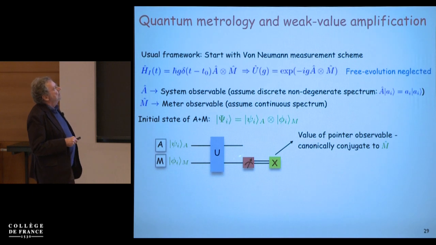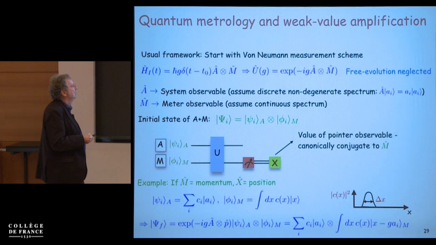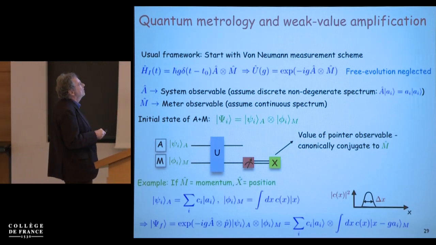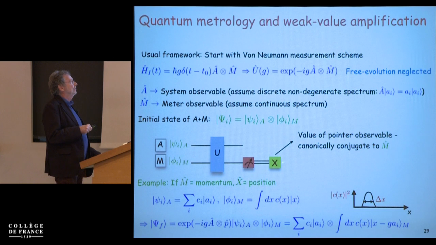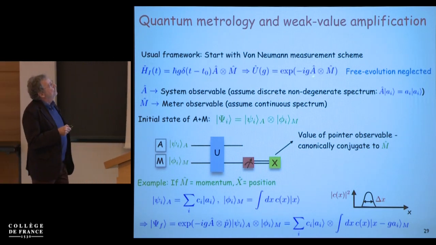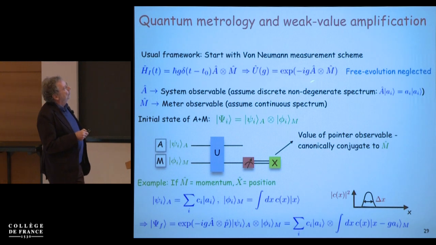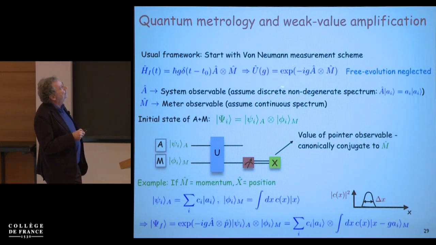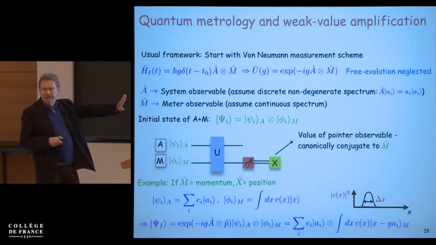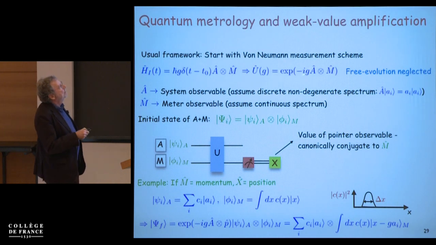And then I look at the meter, and I look at the value of the pointer observable, which is actually canonically conjugate to M. So let me give an example of that. Suppose M is the momentum, and X, the conjugate variable, will be the position. So if M is the momentum, you see that what the evolution is going to do is to displace the pointer in position, depending, of course, on the eigenvalues of A.